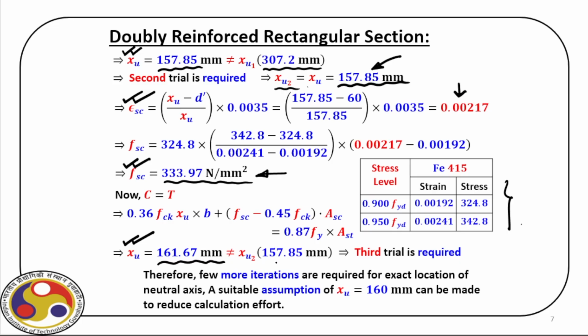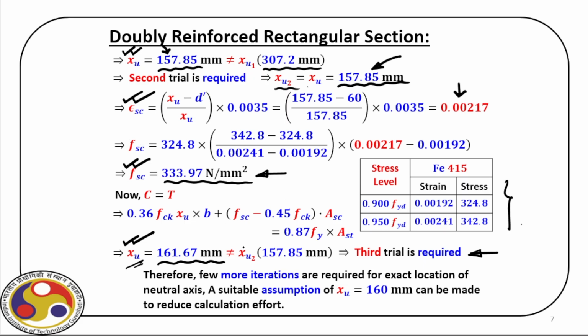Obviously it is not the same, but what you can notice is it is very close. As opposed to earlier, we started with 307.2 and we ended up at the end of the first iteration with the value of 157.85. So what we can do here is go for the third iteration, and then after 1 or 2 iterations, it will converge and you will see the exact value of XU.